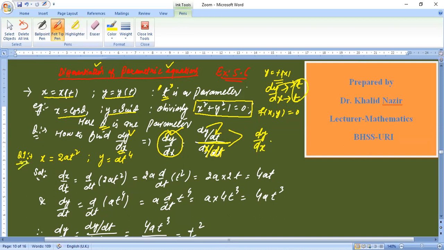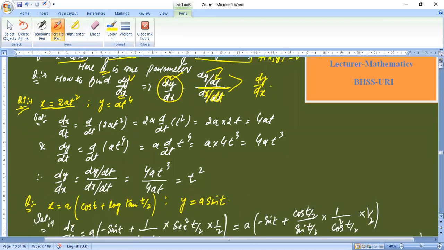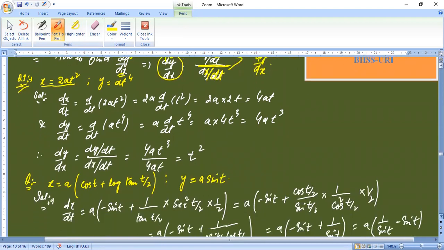Example, if we take this example of question number 1, x equal to 2at square, means x is a function of t and y is a function of t also. y is equal to at raised to 4, right? Now, how to find dy by dx?